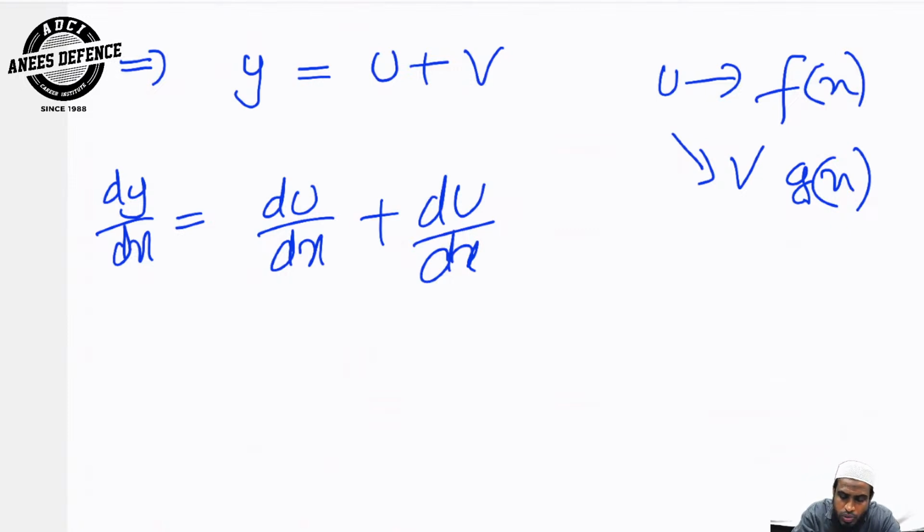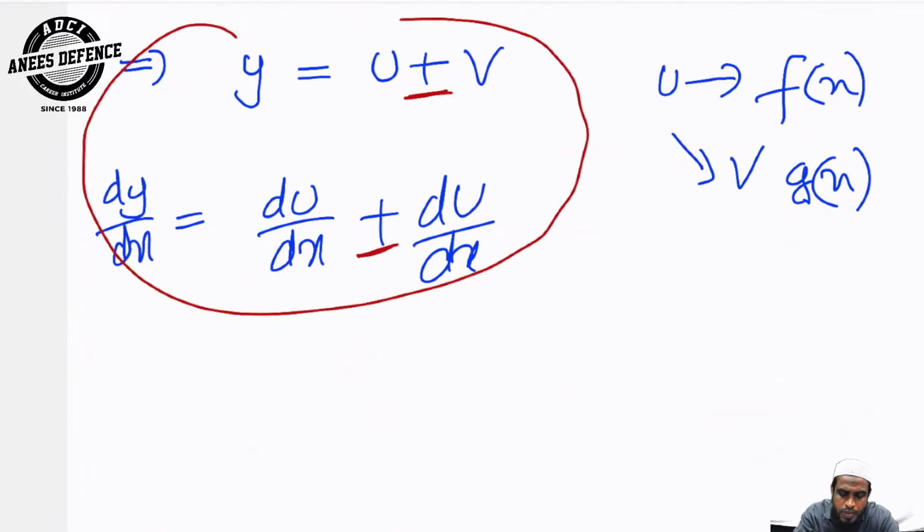Similarly, if instead of plus, minus is there, simply you put minus. So you can write du by dx minus dv by dx. This is the addition or subtraction principle of two different functions used in derivatives. If two terms are represented separately, you have to calculate the derivative separately and just add. You will get the derivative of the total function. Understood?